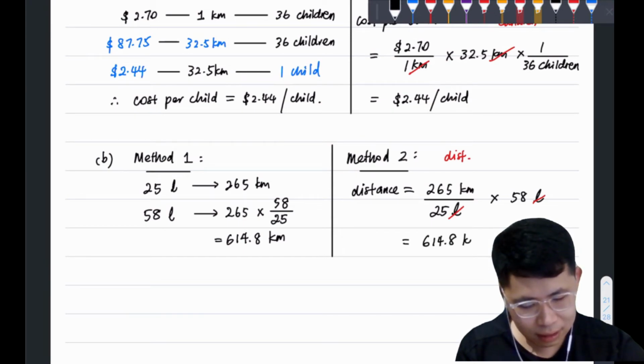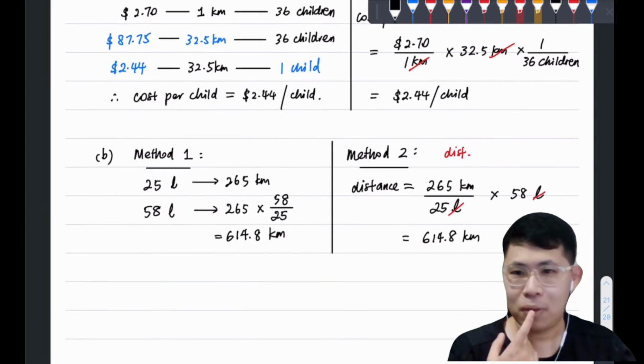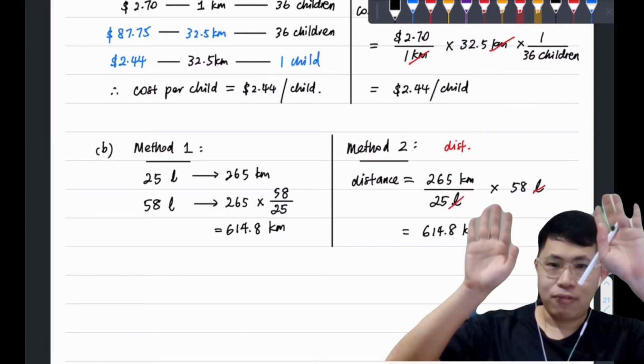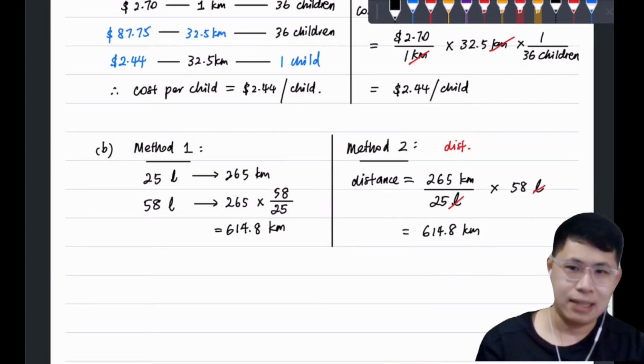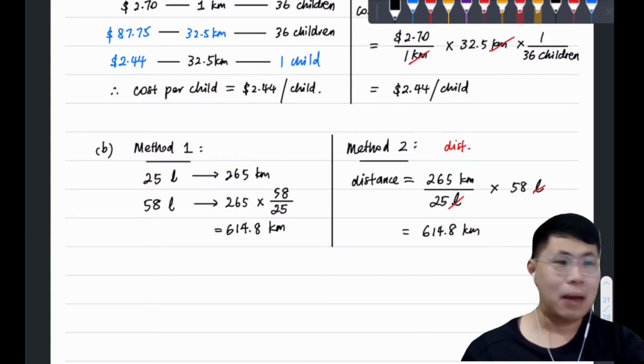Okay, and in the end of the day, I'm going to get 614.8 kilometers over here. Okay, so when I multiply by fraction, one at the bottom, one on top, I just need to find things that cancel each other nicely. Okay, so this is going to be part B.